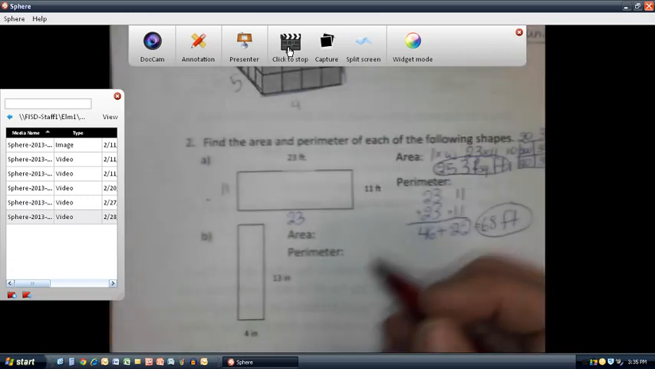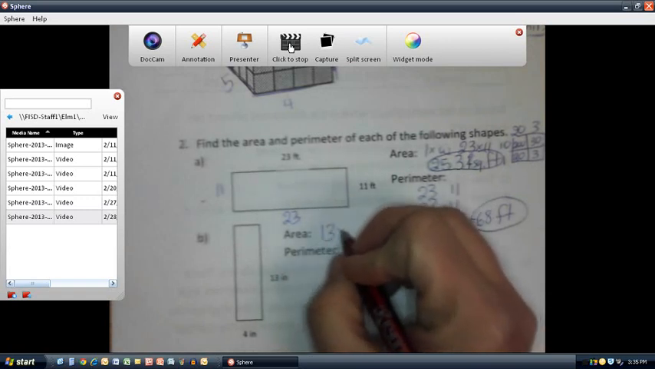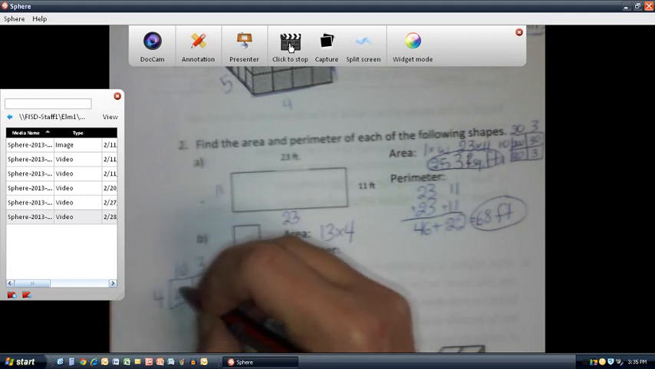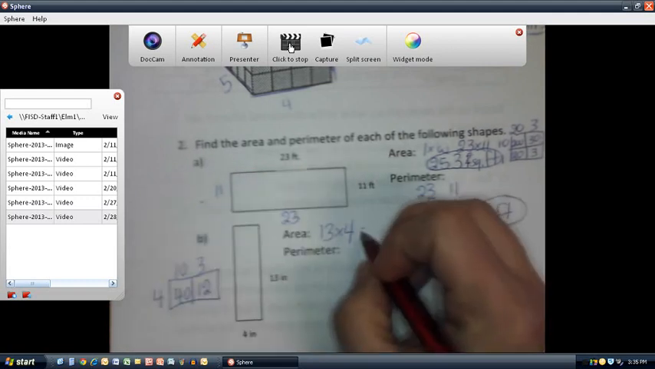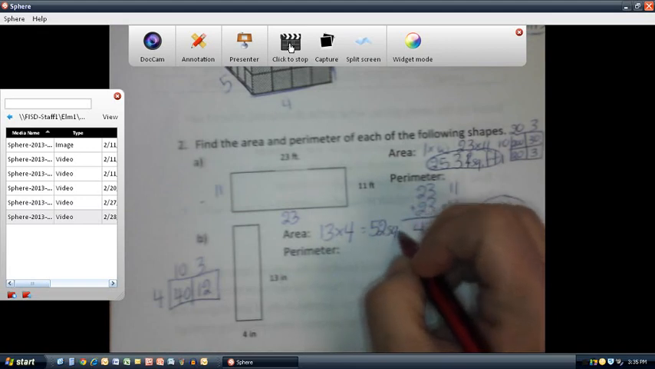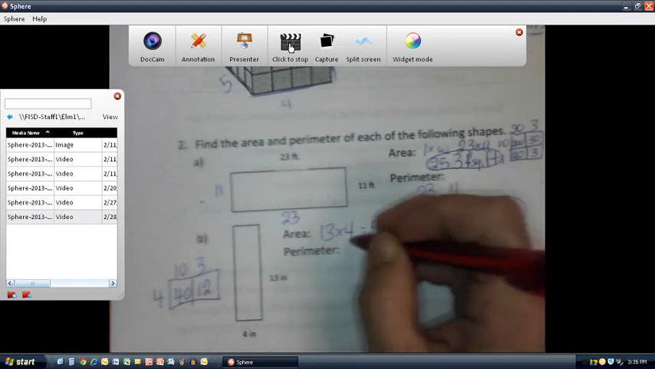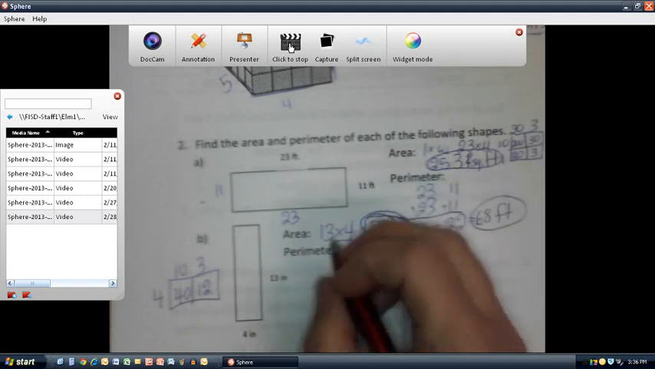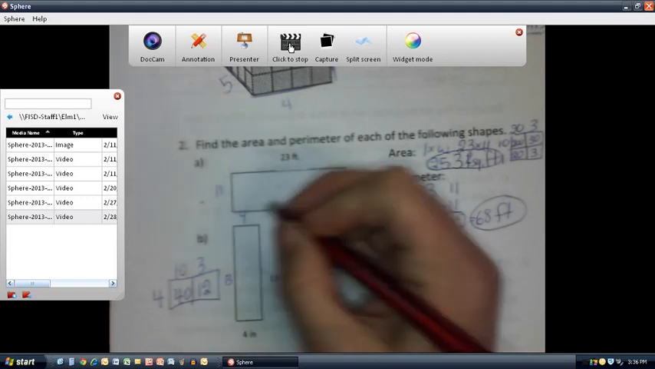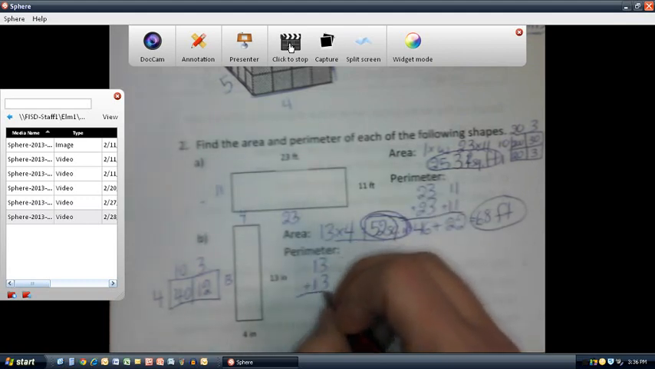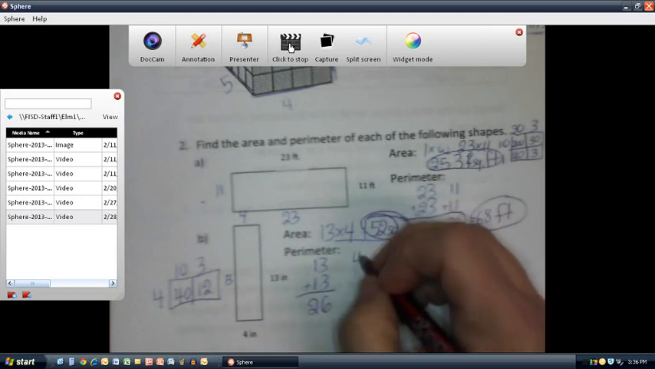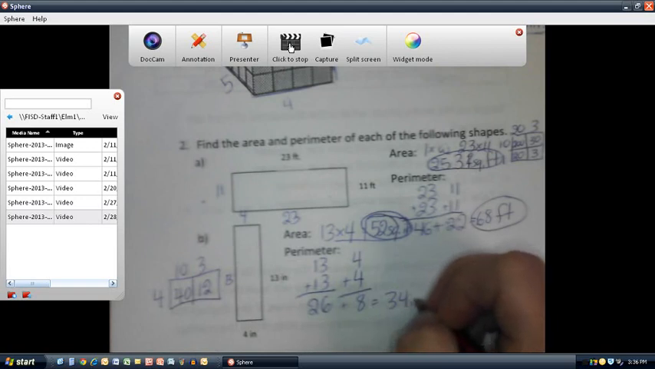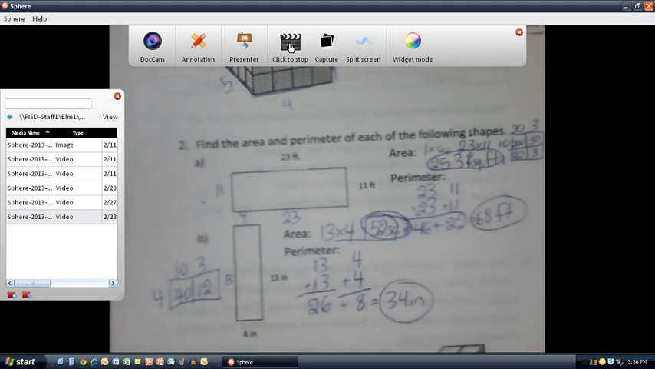Second part, I'm multiplying 13 times 4 to get the area. 40 plus 12 is 52 square inches. Then perimeter is, again, add all the way around. 13 plus 13 is 26. 4 plus 4 is 8, which is 34 inches for that perimeter.